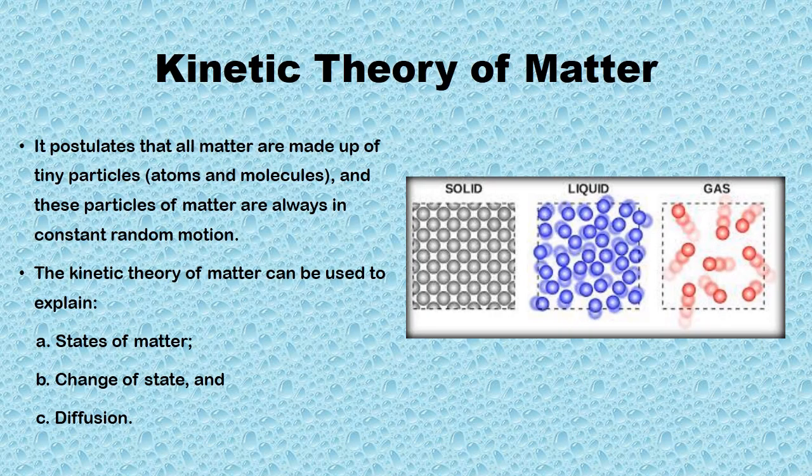Moving along, what is the kinetic theory of matter? The kinetic theory of matter postulates that all matter is made up of tiny particles, that is atoms and molecules, and these particles of matter are always in constant random motion. That is what the kinetic theory of matter states. It can be used to explain the states of matter, change of state of matter, and also diffusion.